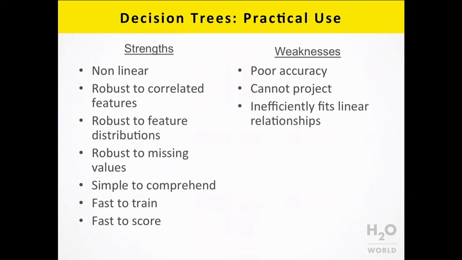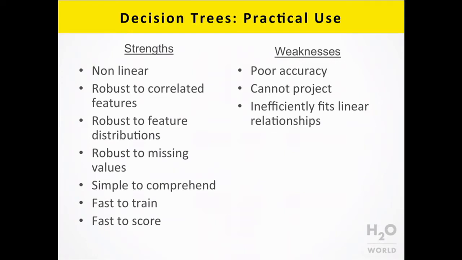Simple to comprehend a little bit. You can see how it works in kind of a human sense. Fast to train, fast to score, at least an individual one. So these are properties that people like about them. However, on the right side, we have weaknesses, and number one is a big one. They're not that accurate. They're not bad, but they're not really competitive with a regularized linear model, with deep learning. Even some like SVMs, even a naive Bayes sometimes will usually beat a single decision tree.